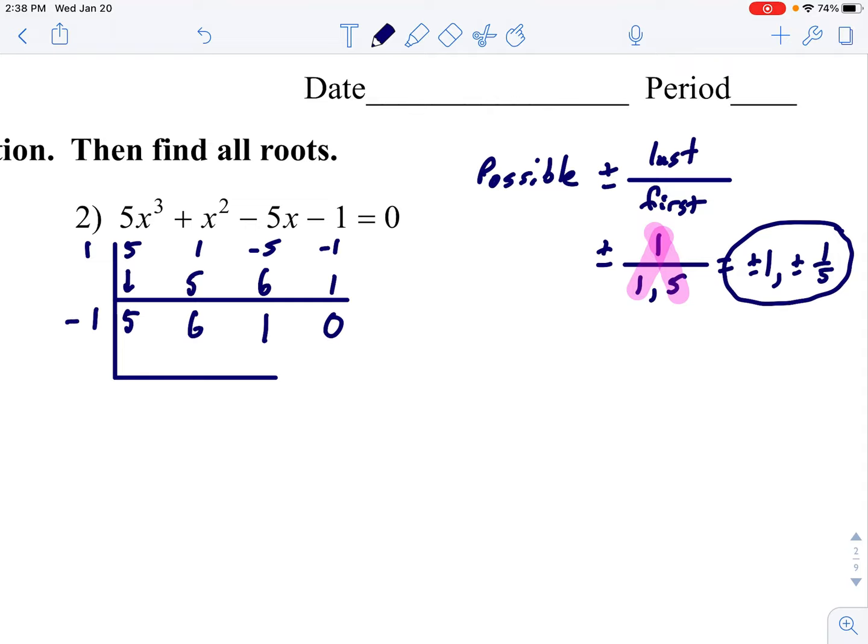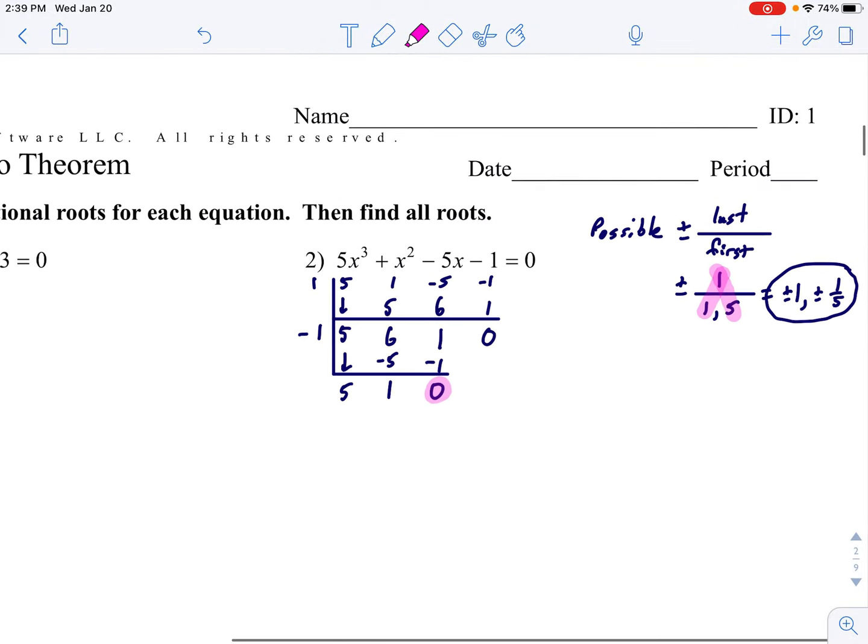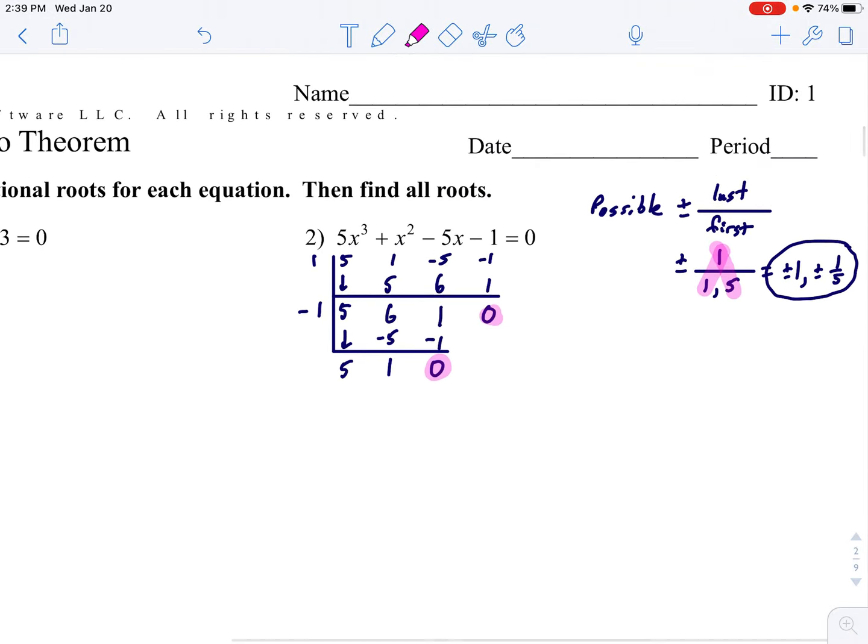Let me now try -1. Bring down the 5. -1 times 5 is -5. 6 minus 5 is 1. -1 times 1 is -1. 1 minus 1 is 0. Again, a 0 remainder is good. We're finding zeros, right? We're finding roots. Roots are also called zeros. They're called zeros because they give us a 0 remainder, maybe. I don't know.